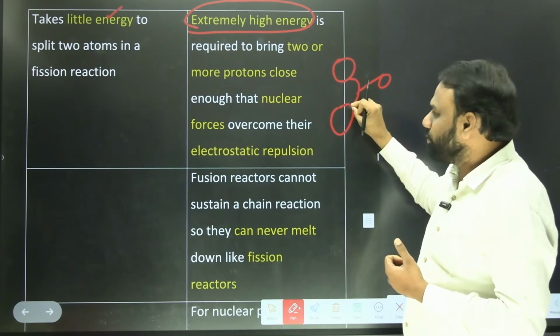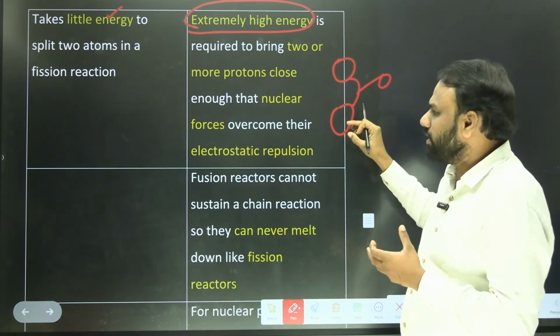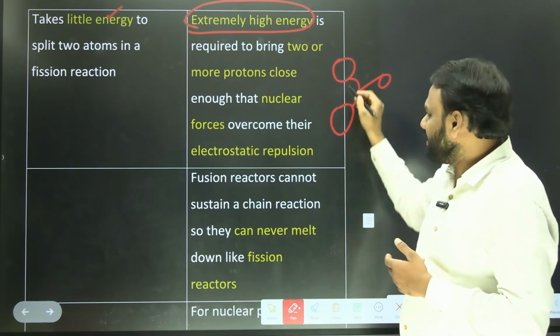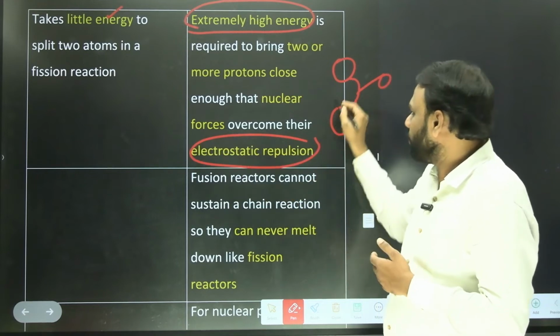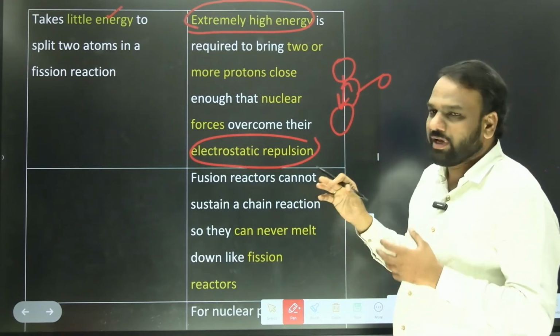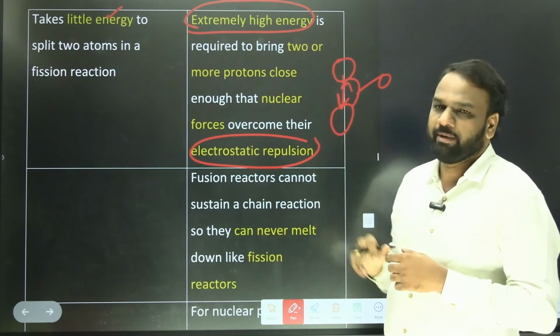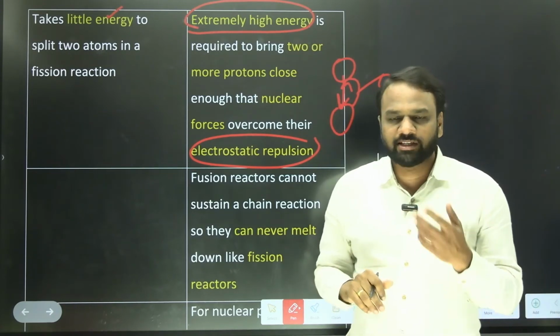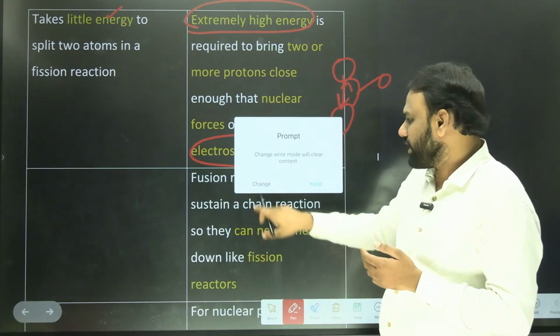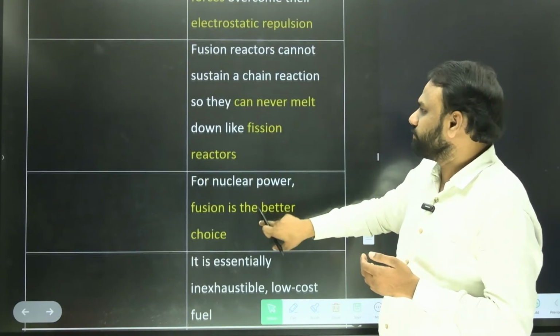But at that time you want to bring them together. So in order to bring them closer, a lot of energy is required. Always there will be an electrostatic repulsion between two atoms or two nuclei. So that's why they will not be willing to join. But in order to forcefully join them, we require extremely high energy. That's why an extremely high energy requirement is there in case of fusion reaction and not fission reaction.